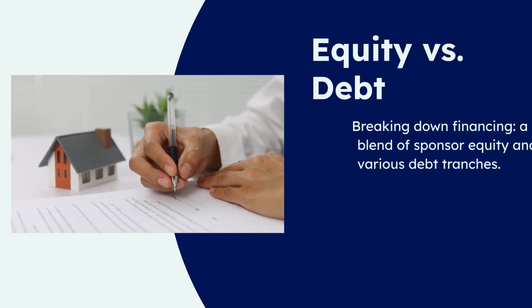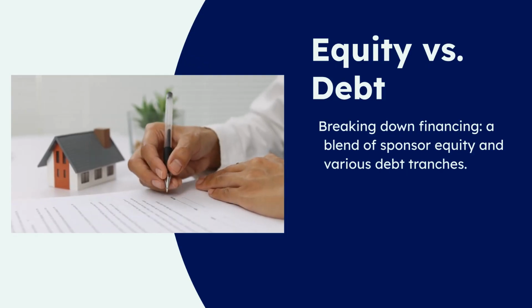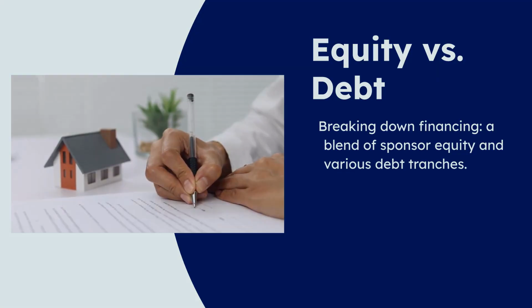Next, we move to the sources and uses of funds, a fundamental table that traces exactly where the cash comes from and where it's allocated in the transaction. This section breaks down the entire financing structure, distinguishing between equity contributions and the various debt tranches involved. It paints a clear picture of the capital structure.